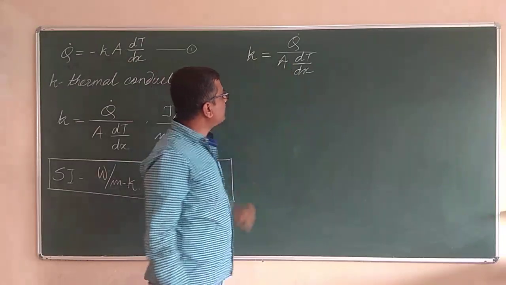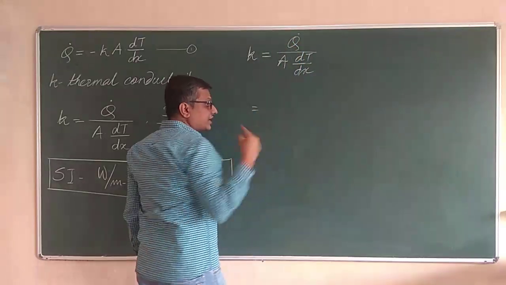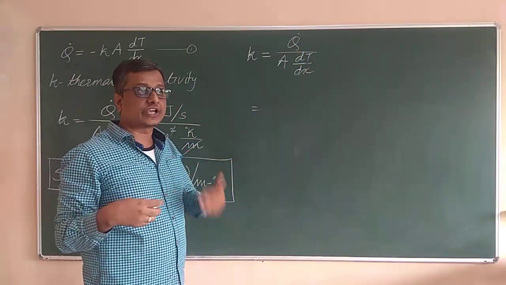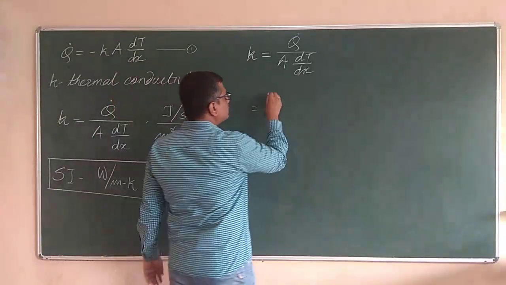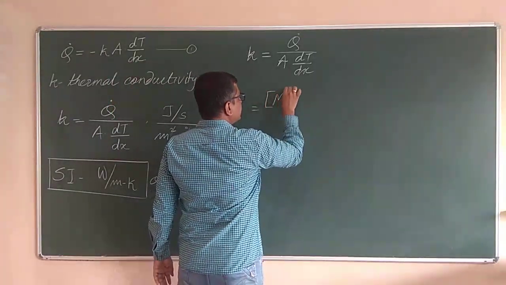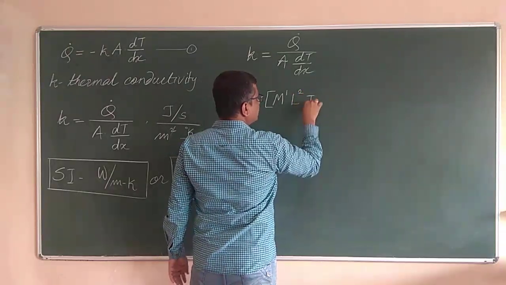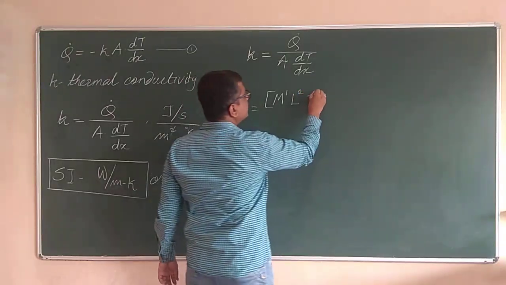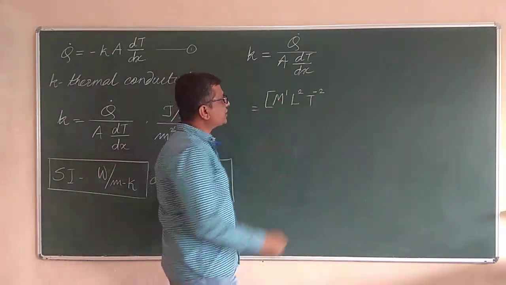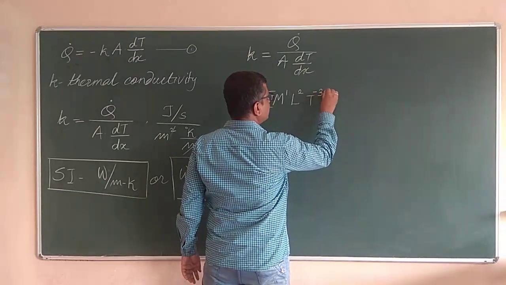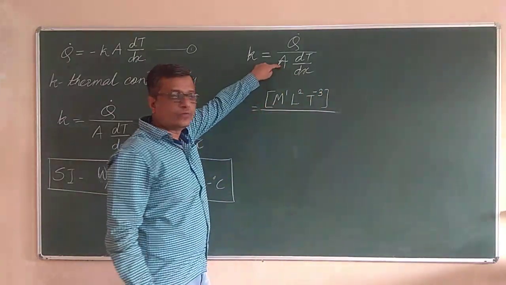So if we talk about the dimensions, then its dimension can be written as, see, Q dot is the rate of heat transfer. It means it is the rate of energy transfer. So it is energy per unit time. So it will have the dimensions of energy divided by the time. The dimensions of energy are M1 L2 T minus 2, right? But when divided by the time, it will be T minus 3 over here, and the whole divided by the dimensions of area, which will be L2.